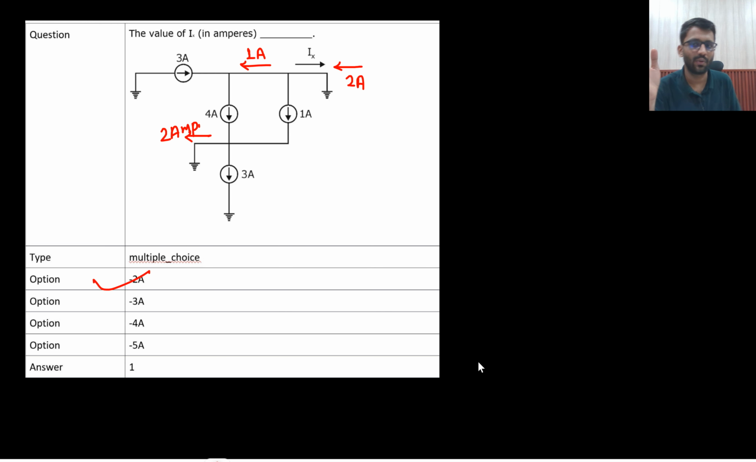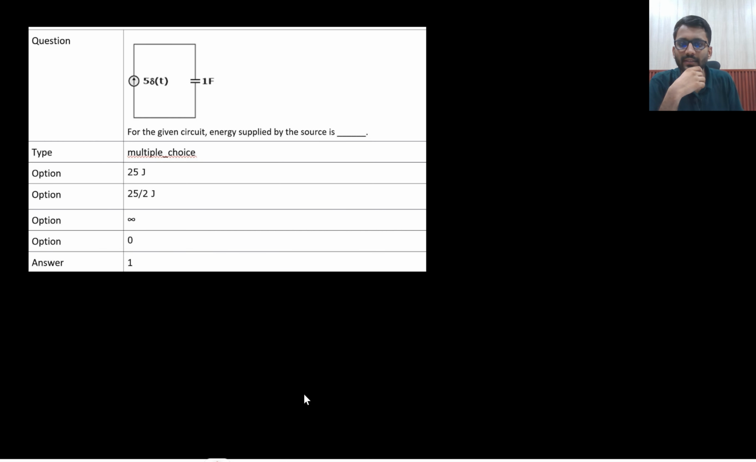In that manner, whatever the current the ground gives, the same current it will take. Whatever the current it takes, it will give the same current. So 3 ampere is going out, 3 ampere is going in. 2 ampere is going in, 2 ampere should come out. Okay. Let's see the solution of this one.